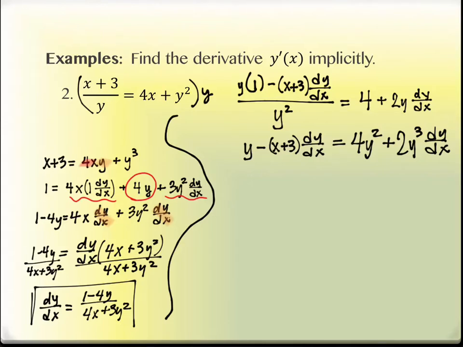Does that look okay? Okay, so just like on the last one, I need my dy dx's grouped together. They've got to shift to the same side. So I'm going to move this 4y squared over here on the side with the y, and I'm going to move my x plus 3 dy dx over here on this side. So if I shift those around, I will have y minus 4y squared equals x plus 3 dy dx plus 2y cubed dy dx.